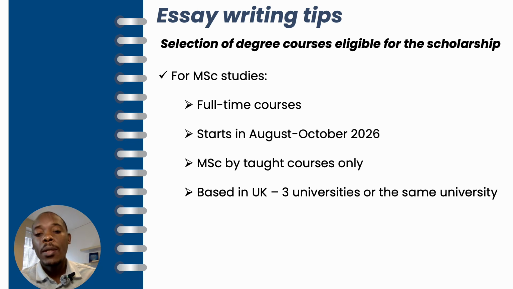Okay, again, the other thing you should consider on the courses is that they should be based in the UK. Of course, this scholarship is only attainable in the UK, and they should be at 3 universities, or they can be on the same university, but there should be 3 different courses that are related. Again, when you select these courses, they should be able to demonstrate the skills that you have written in your developmental essay question. That's why it's important that you link these essays.